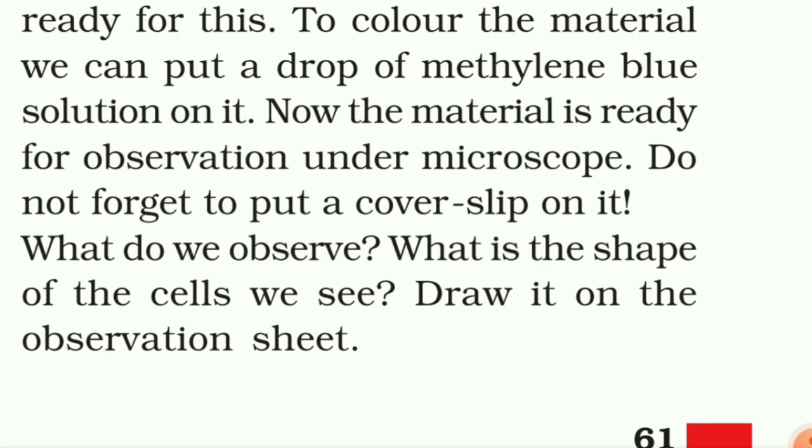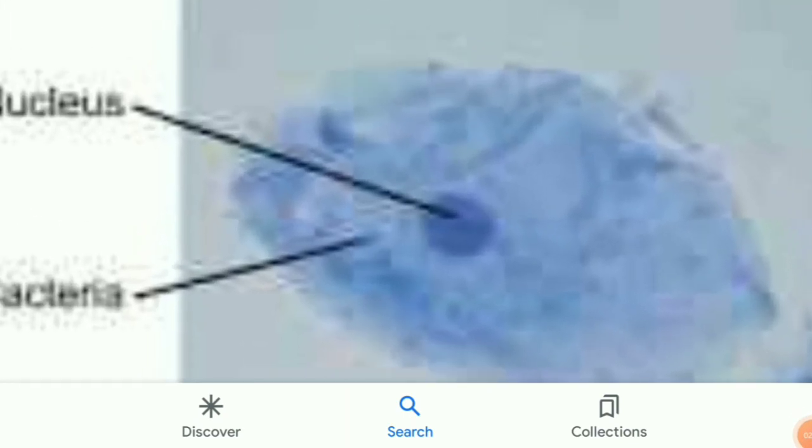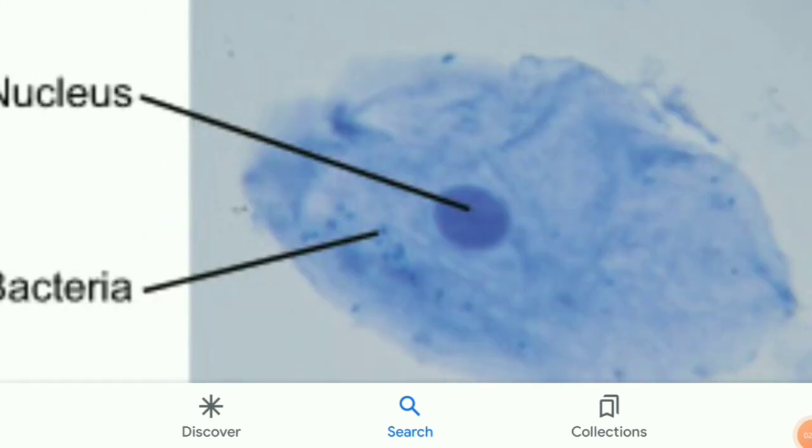What do we observe? A cover slip is nothing but something to keep the specimen fresh for a long time. So what is the shape of the cells we see? Draw it on the observation sheet. So guys, this is how cheek cells look under the microscope. As you can see, this is the nucleus and this is the cytoplasm of the cell. We'll be learning about this, so let's go.